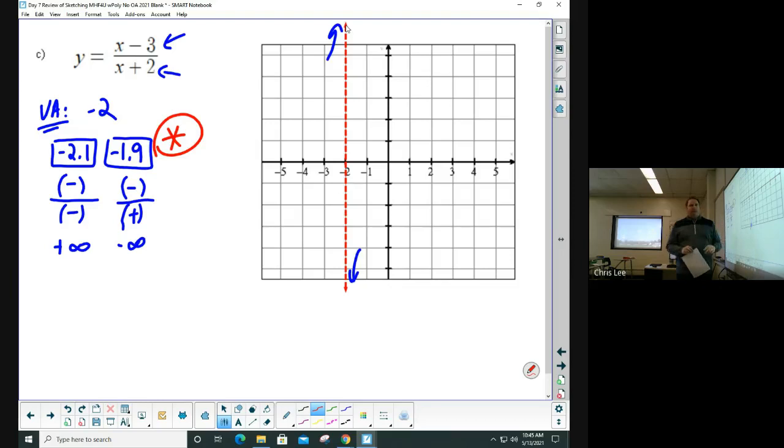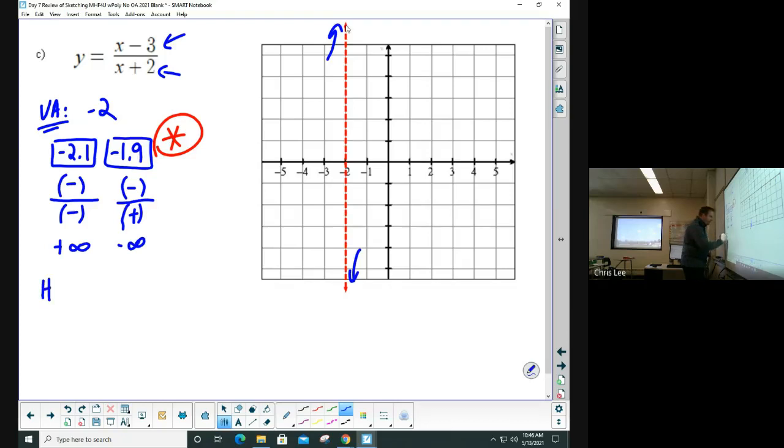guess number, okay? A test point. We're going to be able to be more accurate on that stuff. So that stuff we're going to update. The concept will still be the same, but we're going to update the procedure. All right, so that was vertical asymptotes.